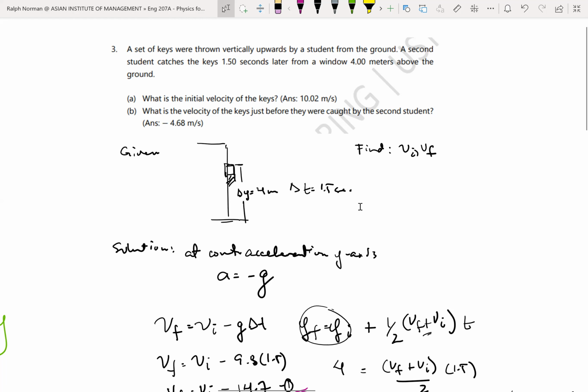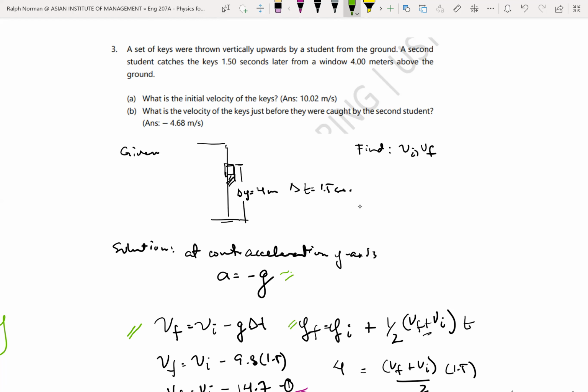So I know my delta y is 4 meters. I know its total duration is 1.5 seconds. And we're dealing with a one-dimensional kinematics problem, but vertical. So instead of a, we're dealing with g at constant acceleration, negative g. If you could recall, at constant acceleration, we have the formula just like so: Vf equals Vi minus g delta t. We also have this particular equation.